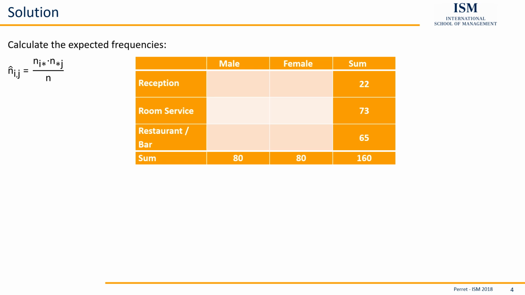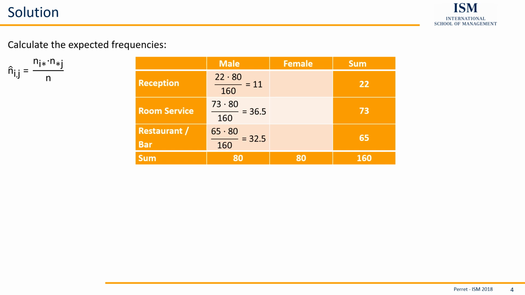So for example, for male and reception, we multiply 80 and 22 and divide this by 160. We do this, we get as a result 11. Similarly, for male and room service, we multiply, as seen here, 80 and 73, and again divide this by 160. And we do the same for restaurant, bar, and male. Here, the only thing which changes is the marginal frequency according to the column. So the only thing different here is the 65.